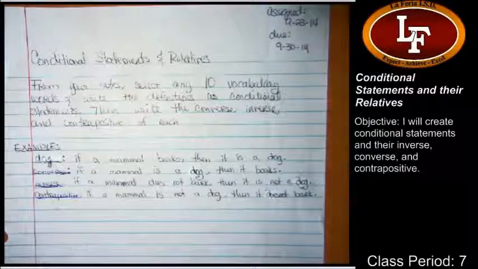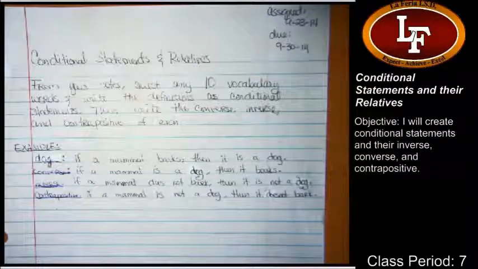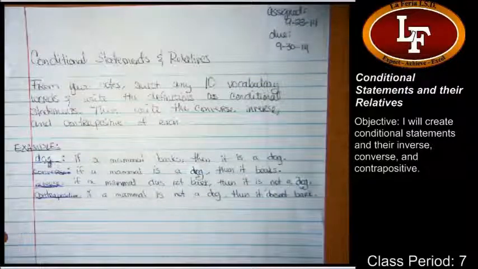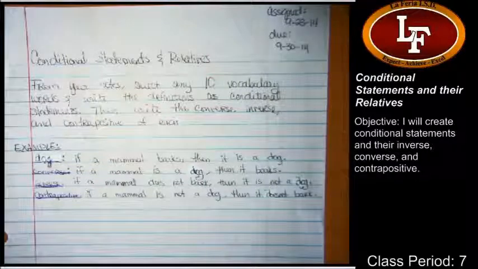And you're going to write the definitions as if-then statements. Once you've written them as your conditional statement, as your if-then, you're going to write the converse, the inverse, and the contrapositive for each one. You're going to have 10 different words. Your original conditional, converse, inverse, contrapositive. When you're done, you will have 40 different sentences written. What's the due date on this assignment? The 30th, which is next Tuesday.